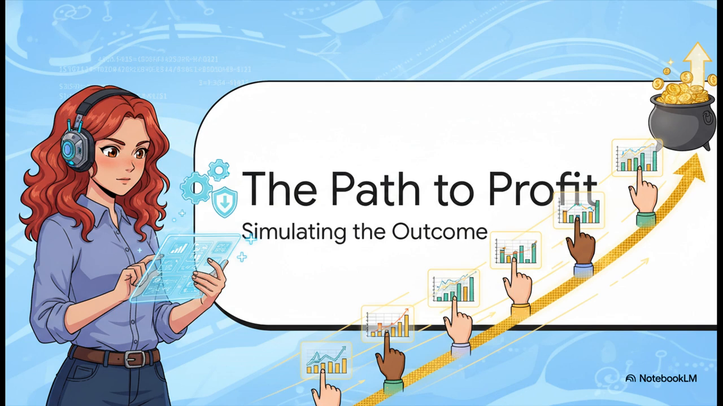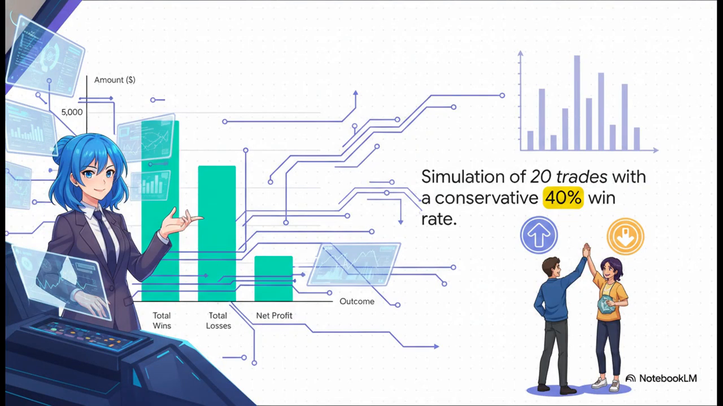All right, we've seen the rules, we've done the math, and we've figured out the daily risk. Now let's put it all together and see what this actually looks like over a string of trades. Let's see how that path to profit really unfolds. Okay, here's a simulation of 20 trades using a 40% win rate. Remember, our break-even is only 34%, so this is totally realistic.